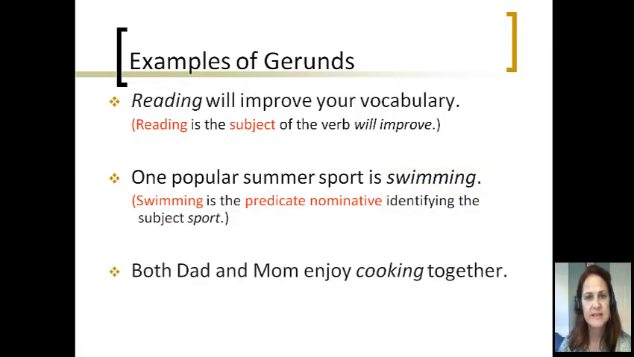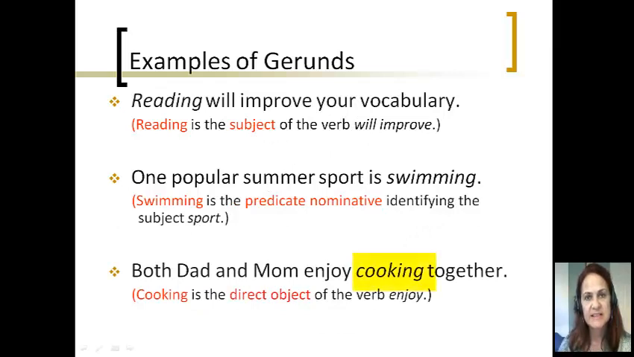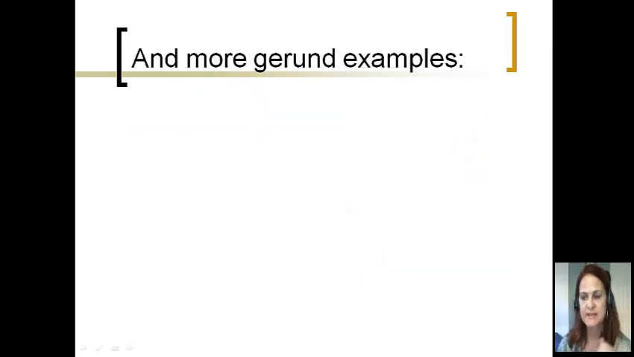And our third example is both mom and dad enjoy cooking together. In this sentence, our gerund is cooking. And cooking is the direct object of the active verb enjoy. So, we can see from these examples, a gerund is used as a subject, as a predicate nominative, and a direct object. Okay, I have two more examples for you.